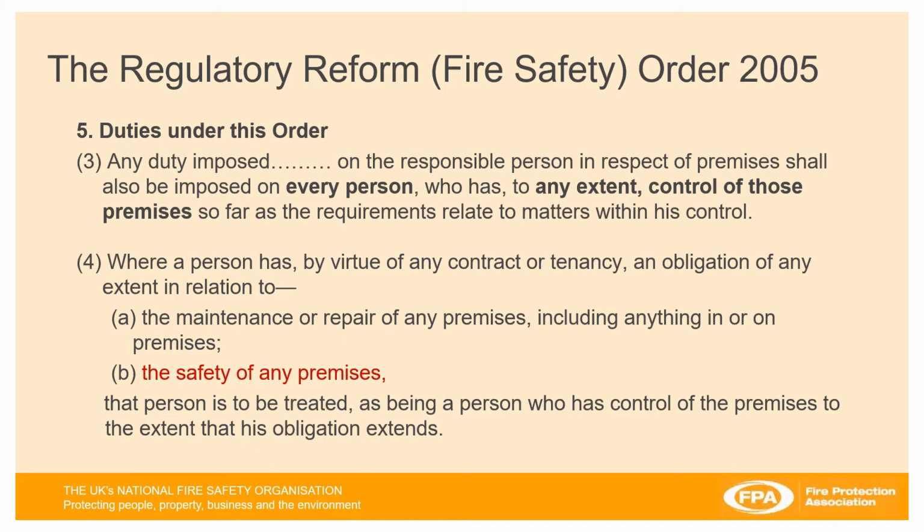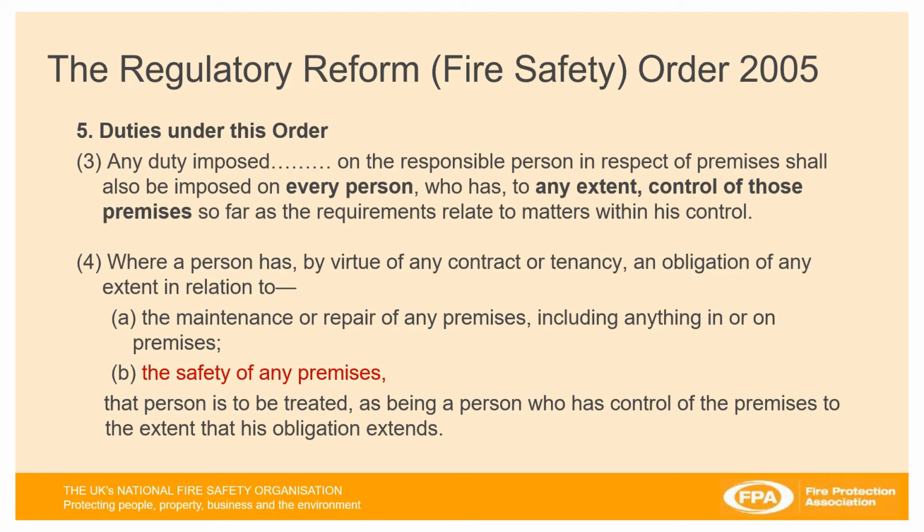The regulations go on to say that any duty imposed on the responsible person can also be imposed on every person who has, to any extent, control of those premises, but only as far as they relate to those areas that he has control of. So let's say, for example, somebody's responsible for maintaining the fire detection and alarm system, then that's the extent of their control. They're clearly not responsible for whether the emergency lighting functions or whether there is an evacuation plan for the premises, but they will be responsible for those elements they have control over.